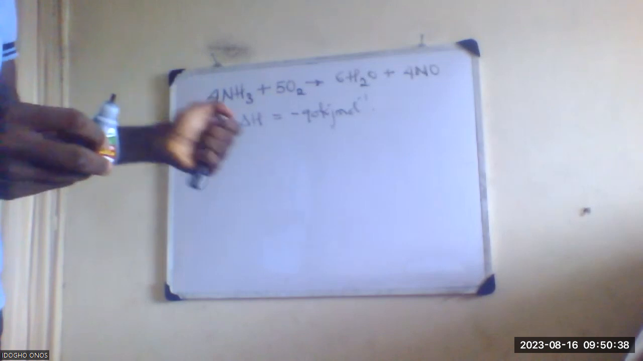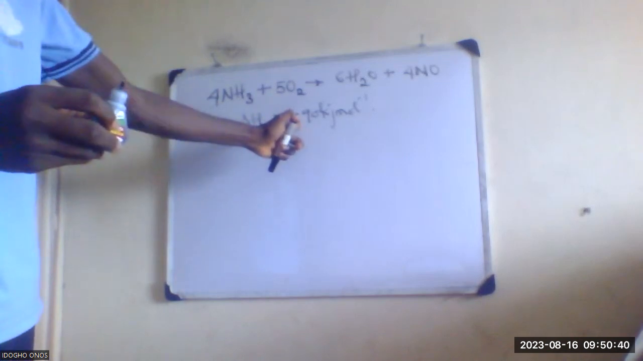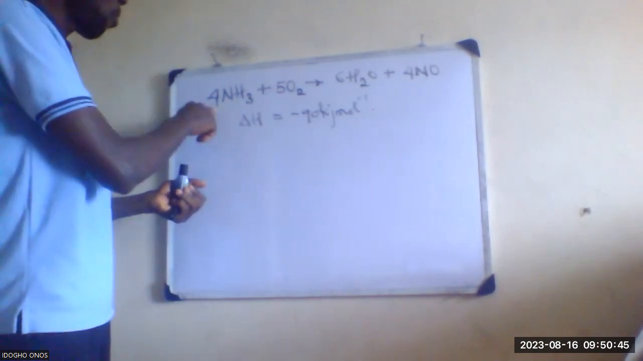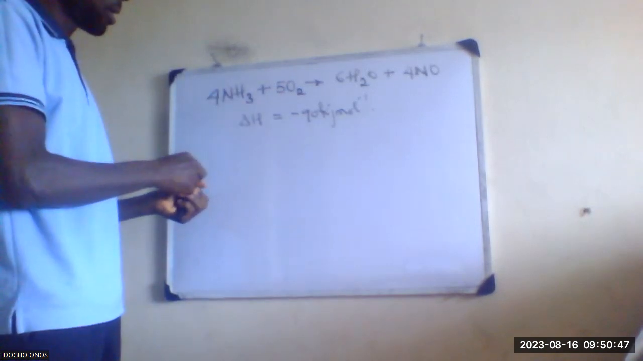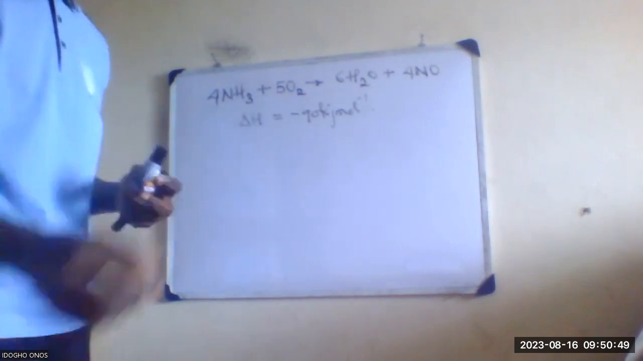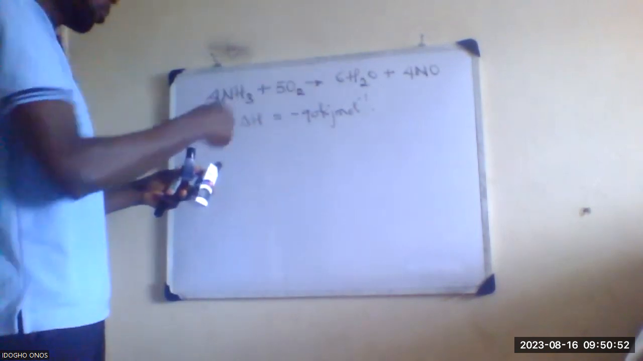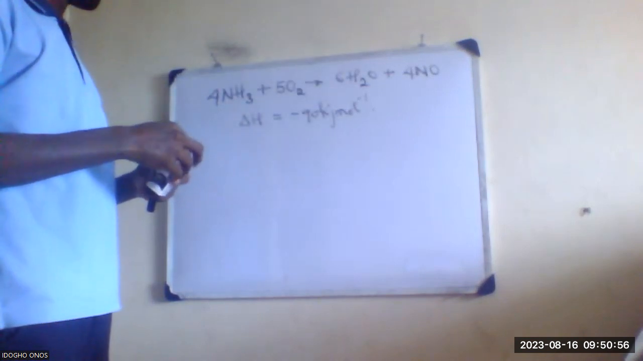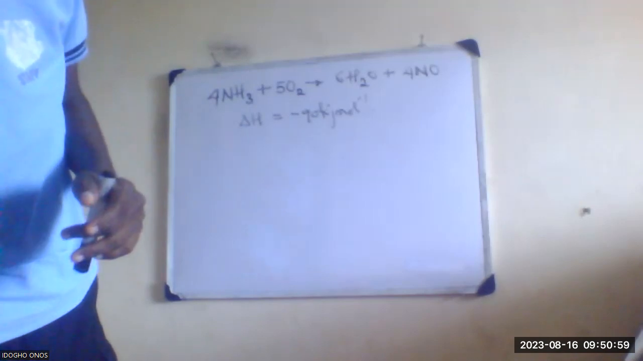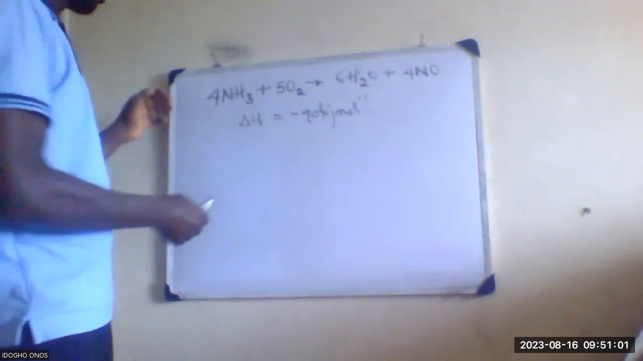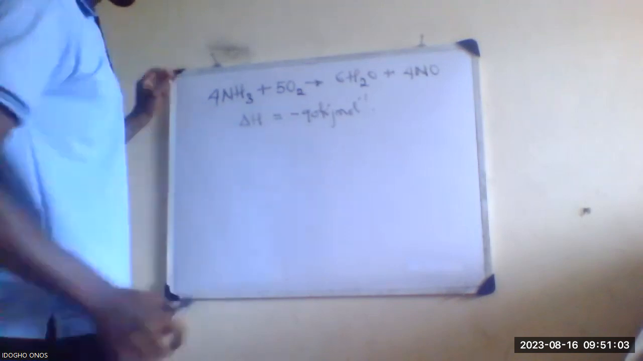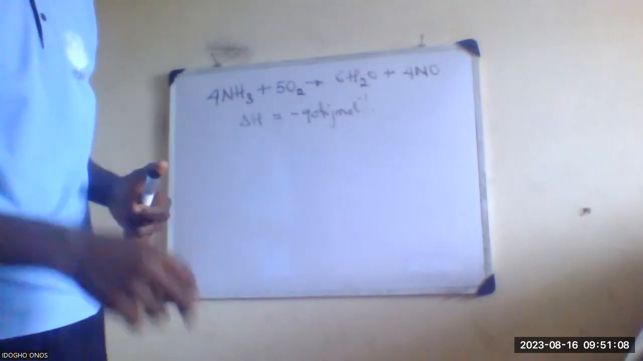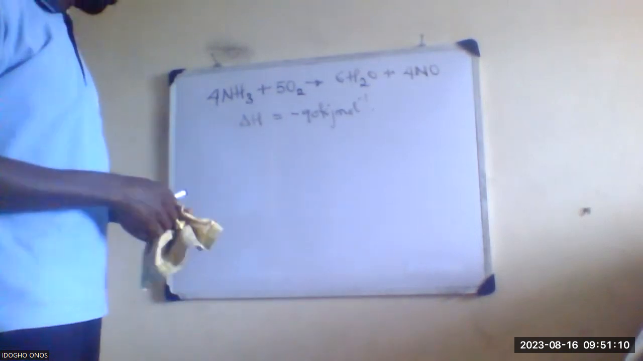Was there a value attached to it? Sorry. Yes, that is triangle H. I'm not saying it well. Okay, let me just read it out. This is 4NH3 plus 5O2 gives, that is your arrow, 6H2O plus 4NO. Then delta H equals minus 90 kilojoules per mole. Okay. Thank you.